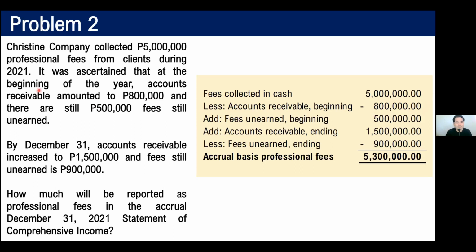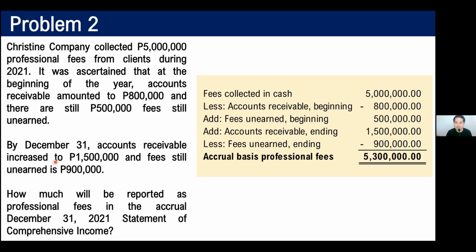And then, there are still 500,000 fees that are still unearned. Unearned siya at the beginning of the period, you can assume baka sa dulo ng taon, ma-earn na natin yan eh. Kasi later on, ma-check naman natin kung unearned pa rin siya. So, i-add mo muna lahat. 500,000. December 31, accounts receivable increased to.